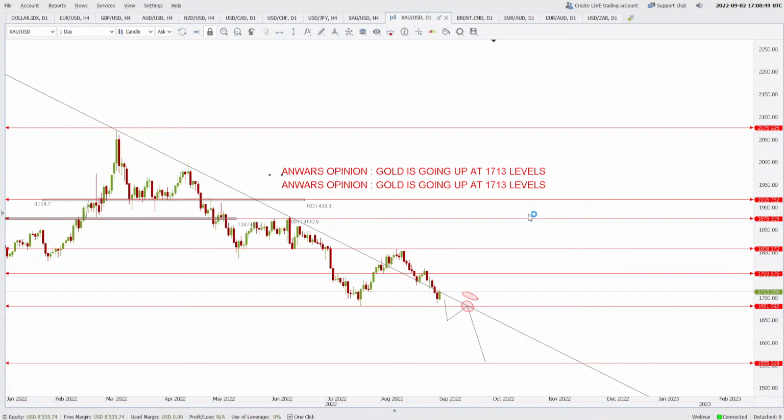My opinion: I do not give a single opinion, I always give two opinions. Okay, so my opinion, below 1681 gold goes to the dustbin, above 1808 gold is a precious thingy to have. Okay, so this is what I think.